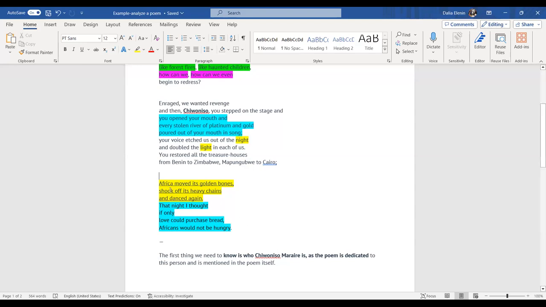Yes, excellent. So again, what does the poet want to tell us here? That when they were captive, they got released and they started dancing again, and they have everything back. Yes, it says that without shedding blood, without killing any person, with words and with resistance, Africa moved its golden bones, shook off its heavy chains, and danced again. Do you think Africa can dance? Is Africa a little girl?